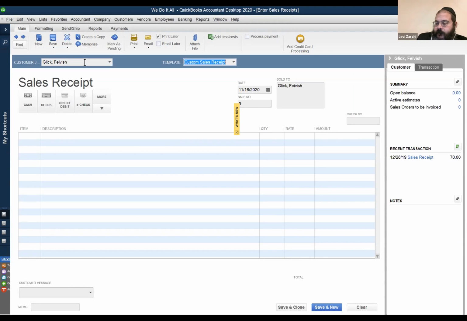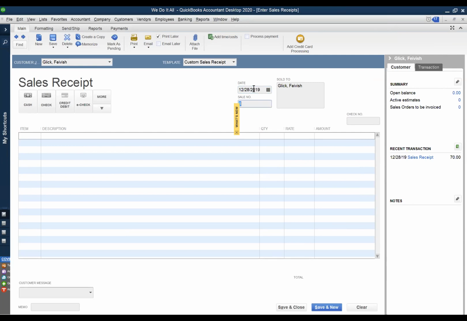Maybe you created a customer, but you didn't save the transaction. So you just put in here $70. But make sure, go back to the date and put 12/28/19. So it's last year. Yes, definitely last year.